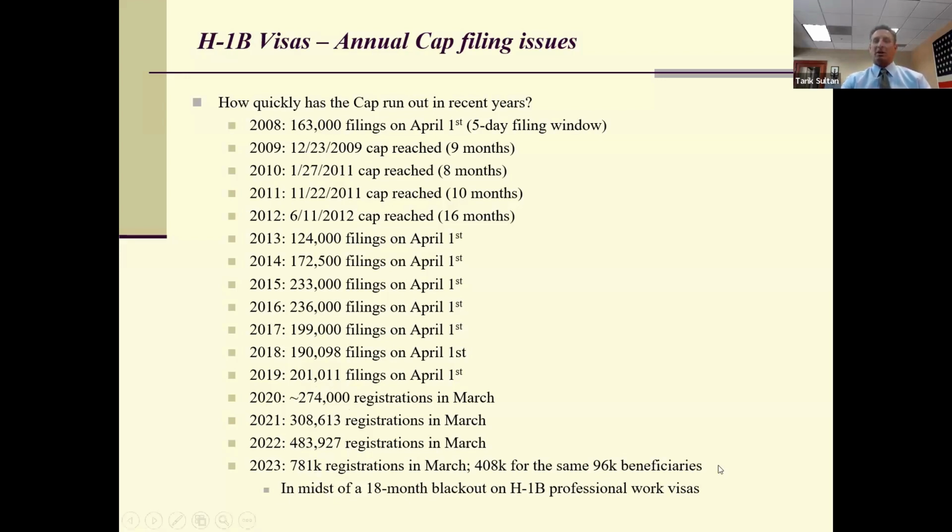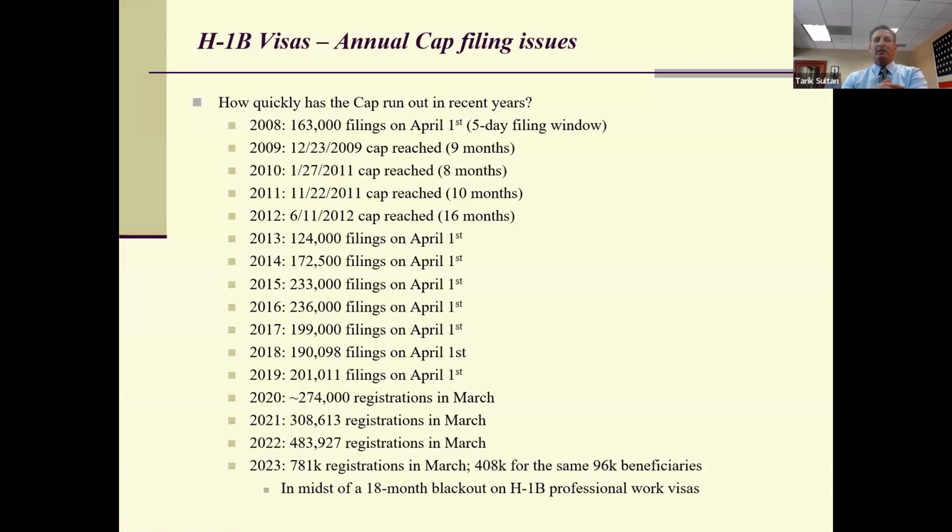Now, one thing that's a little quirky is this. When they set up the cap registration, the government, and many of us suspect they did this so that they could get more registration fees, said that workers could have multiple employers filing petitions for them, so long as it was a bona fide job offer, right? So out of these 781,000 registrations, 408,000 of them were actually duplicates, meaning 408,000 were for the same 96,000 workers. So these 96,000 workers had 4 or 5 registrations done for them, depending, ballpark, on average.